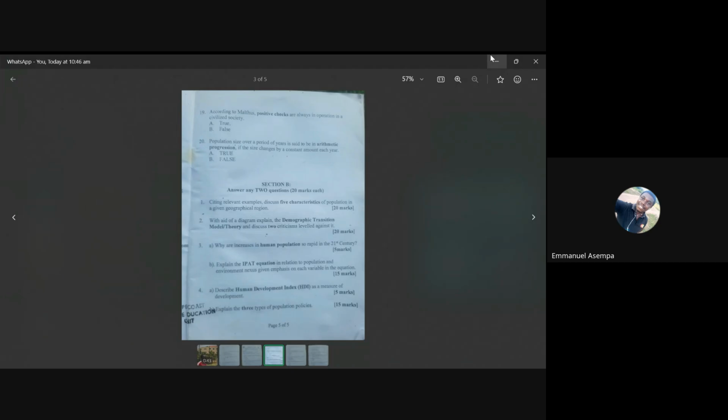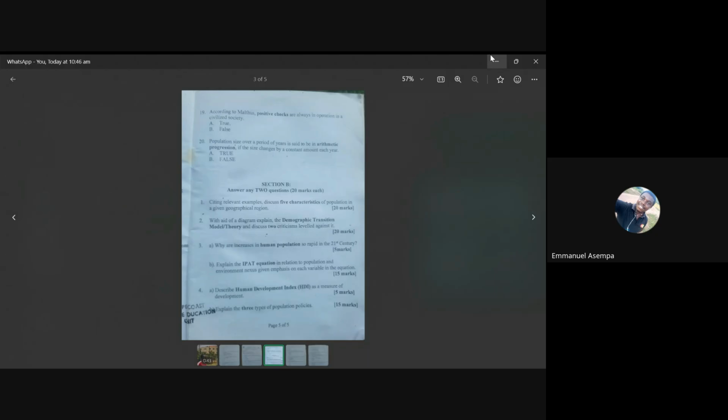Yeah, so we have the pro-natalist policies, the anti-natalist policies, and then the eugenics. The pro-natalists are people who support childbirth and population growth. So their policies are in such a way that they put in incentives for bigger families, or they tax couples who refuse to give birth to children. So any policy that is in favor of population growth is a pro-natalist policy.